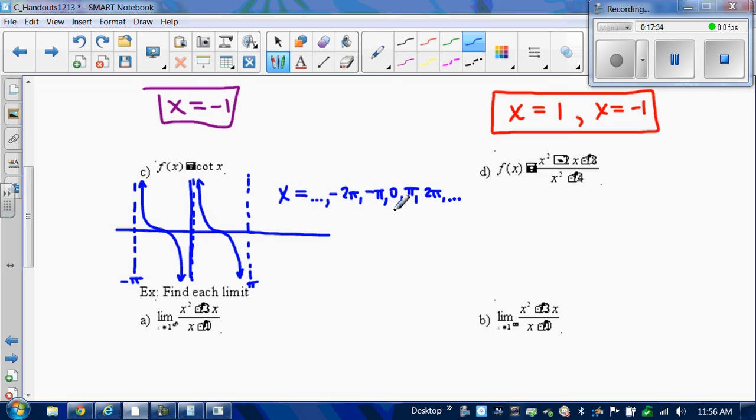Let's see if we can find a pattern for it. So what are these? They're not just odd numbers, they're not just even numbers, so it's just integers, right? So that's an easy one. So x equals k pi, where k is in Z. Alright, so there you go. That's the pattern one.